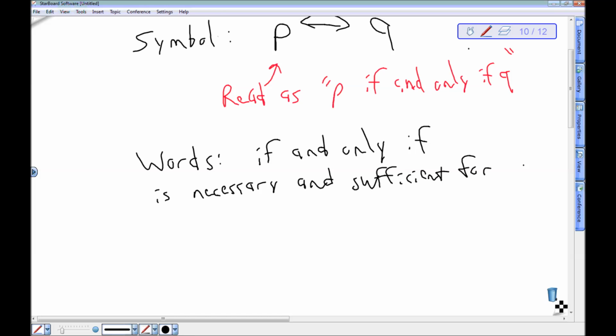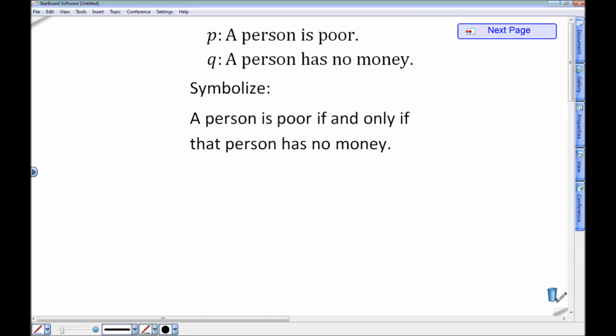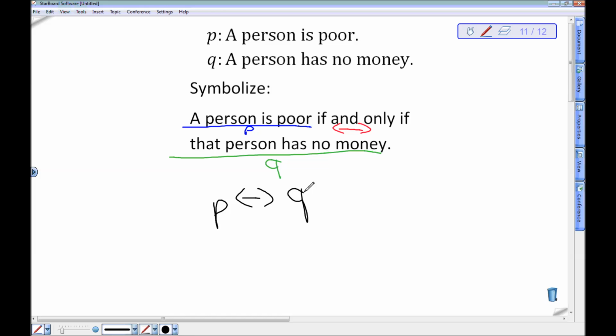Let's symbolize a couple quick. P is the statement a person is poor, and Q is the statement a person has no money. I want to symbolize a person is poor if and only if that person has no money. So starting at the beginning here, a person is poor is the statement P. That person has no money. Person has no money is the statement Q. And then I have this if and only if in the middle. That's my biconditional. So this is P if and only if Q. All right, pretty straightforward. I like it.